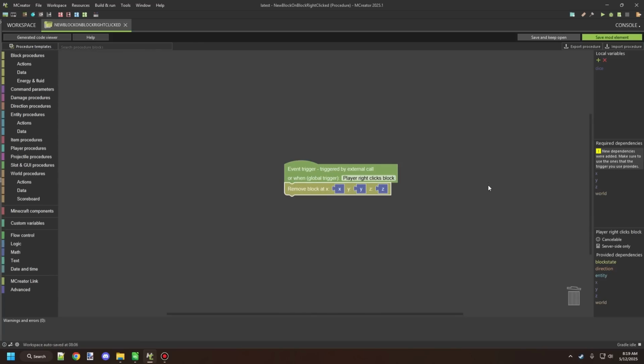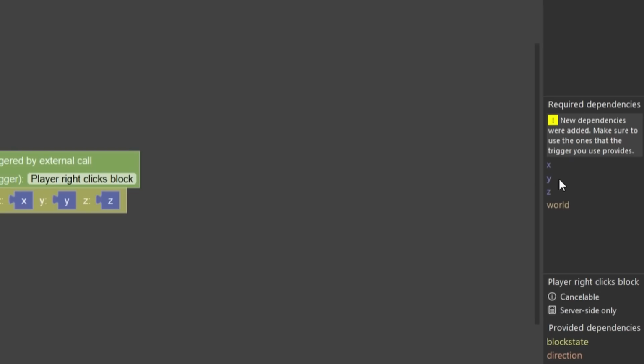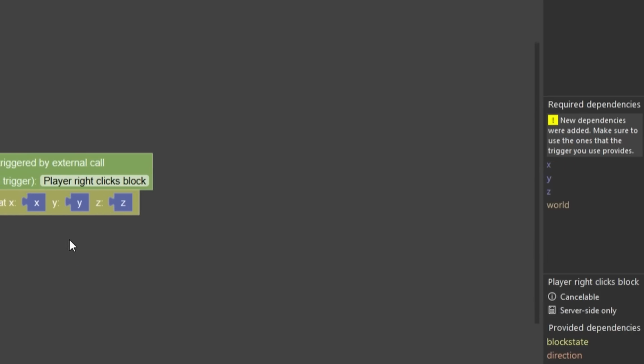So you can also see that there is on the right hand side dependencies for these blocks. There's X, Y, and Z. If we remove X, you can see that those coordinates will basically remove for the X, Y, and Z. So those will require the X, Y, and Z dependencies.